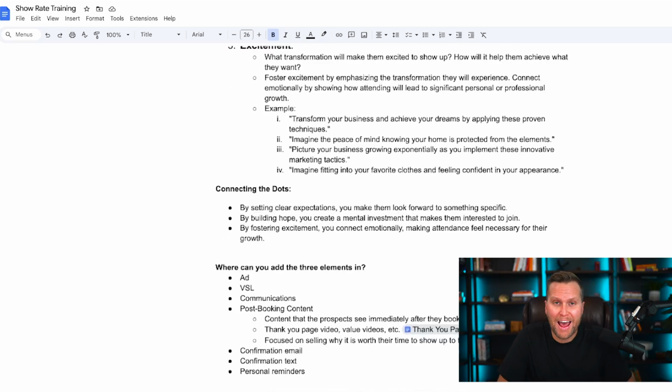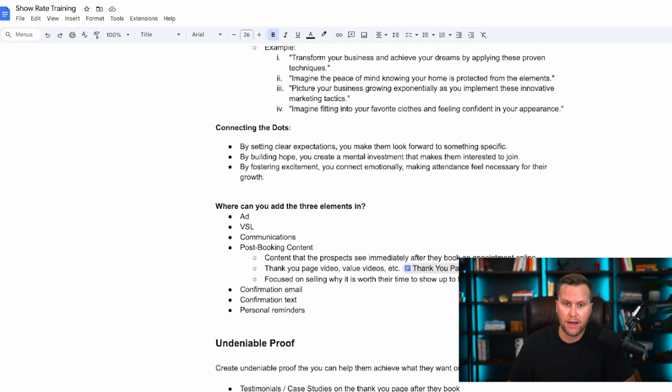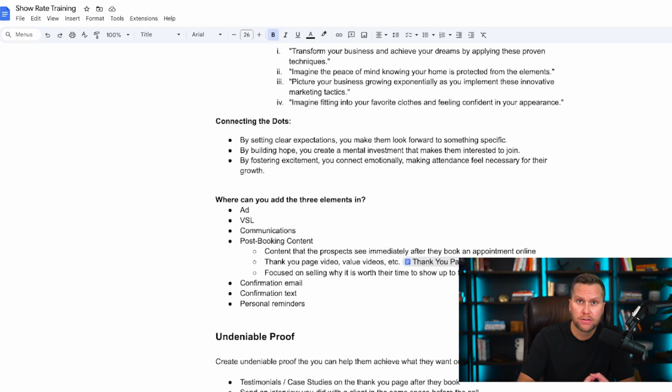Now let's talk about where we can add in these elements. So a couple of places that you can add this in, obviously, is in your ads, your VSLs, your video sales letter, or maybe even the sales letter page. You can use this in all of your communications pre and post booking. You can also use this in your post booking content.